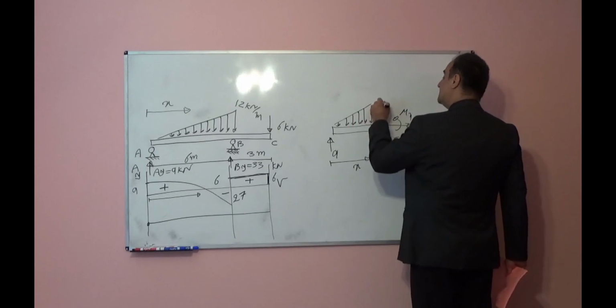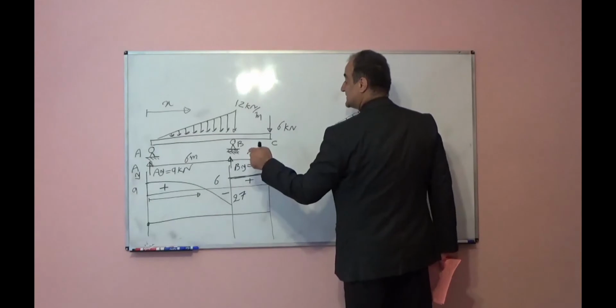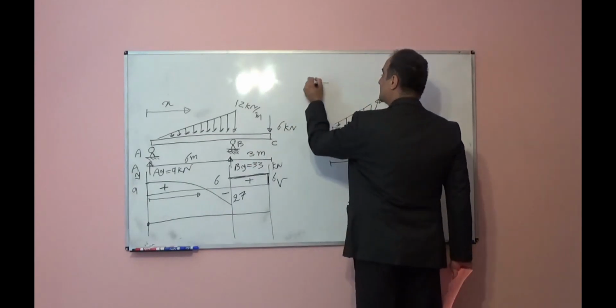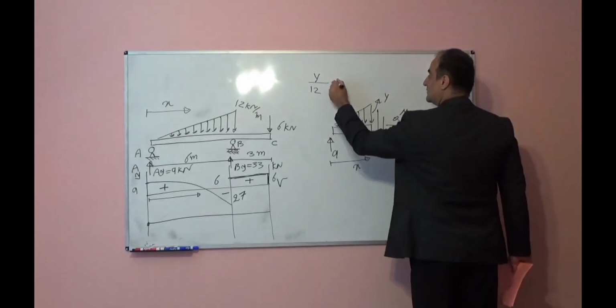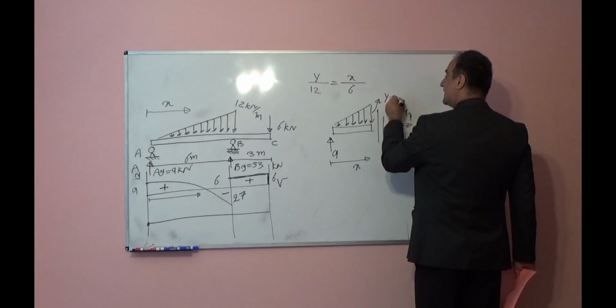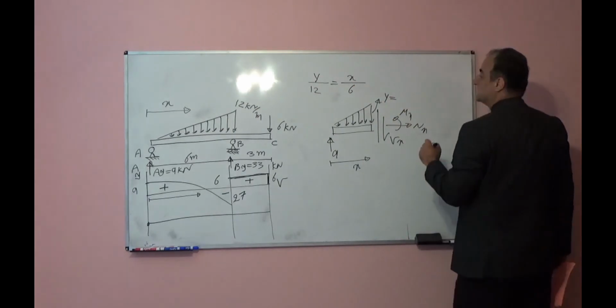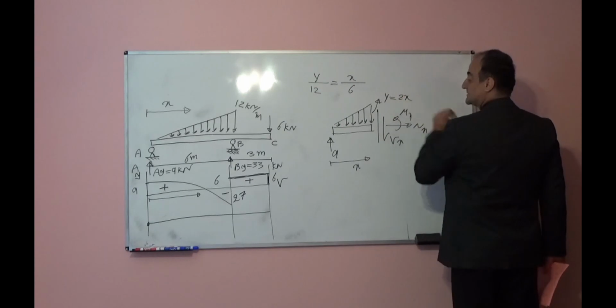This height will be y, but we can find y because if you write similar triangle relation, you can write y divided by 12 is equal to x divided by 6. From here you can find y in terms of x. It will be, y will be equal to 2x.